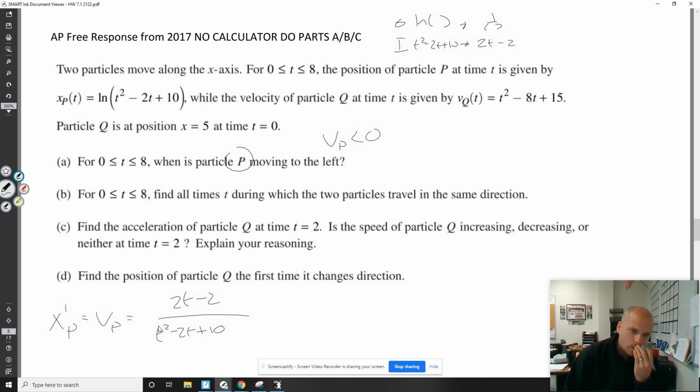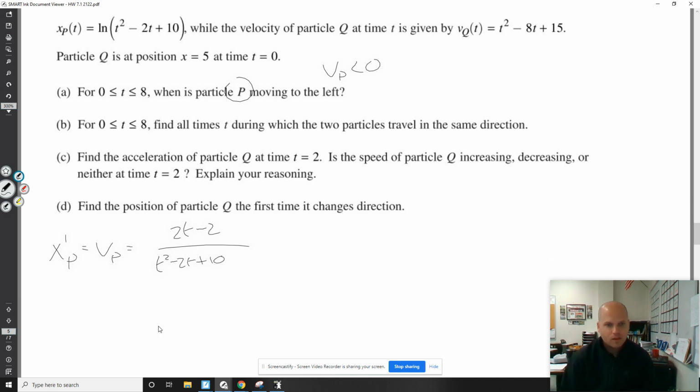I don't like this question because a lot of people are going to waste time trying to solve that equation. You should do a sign analysis of velocity, figure out when it's positive or negative. Okay, so we'll get there. But to do that, you need to set the numerator and denominator equal to 0.